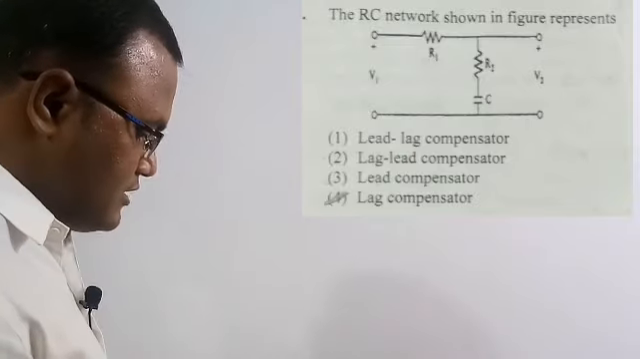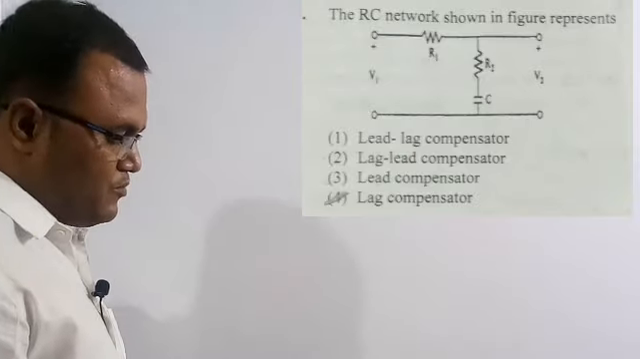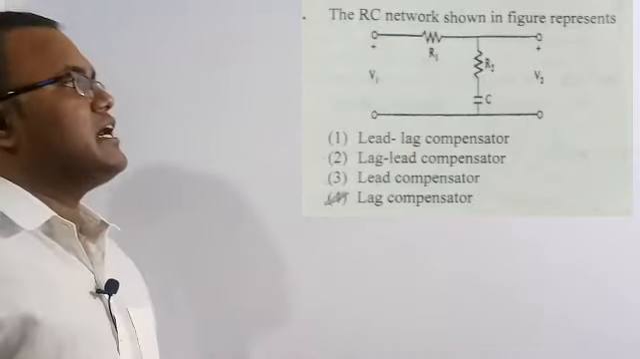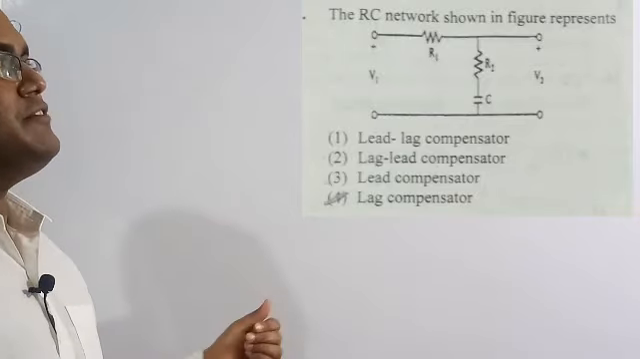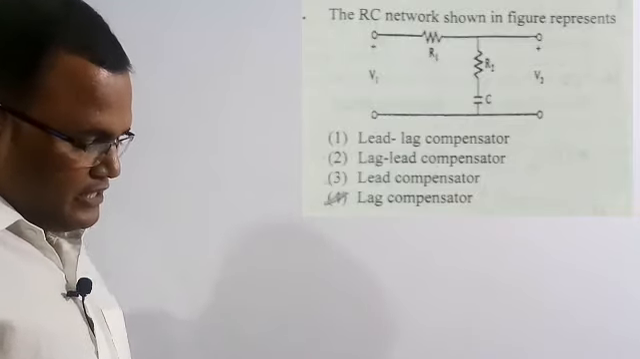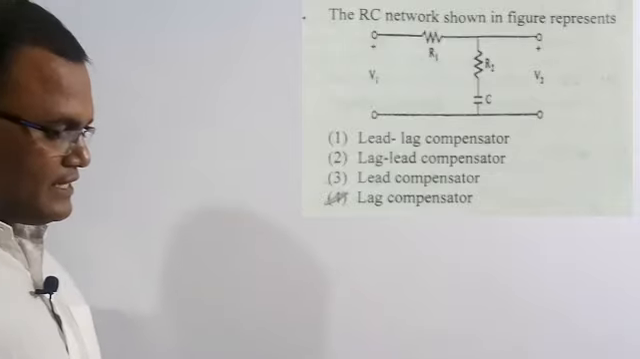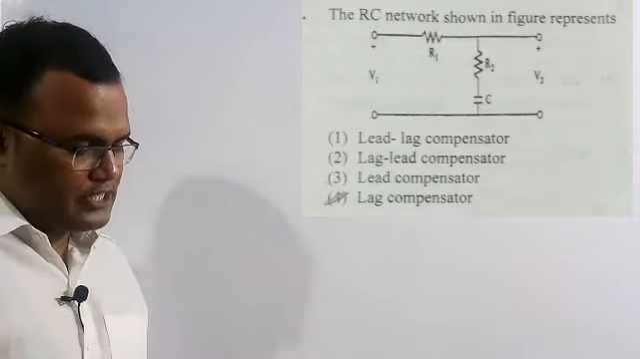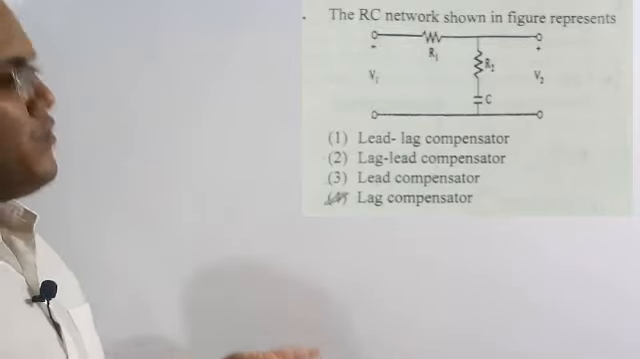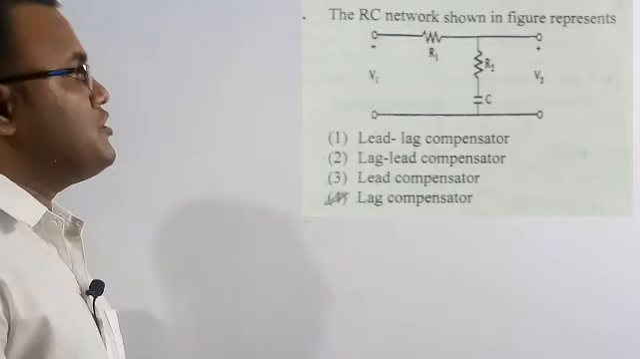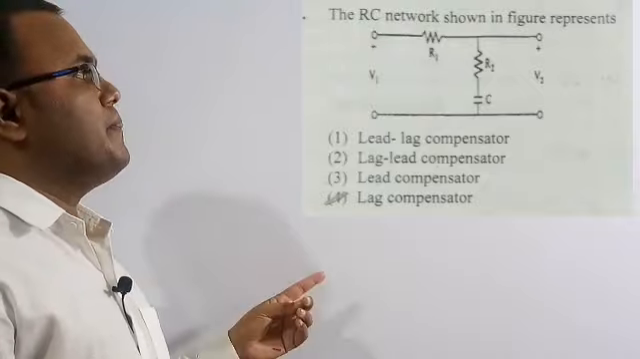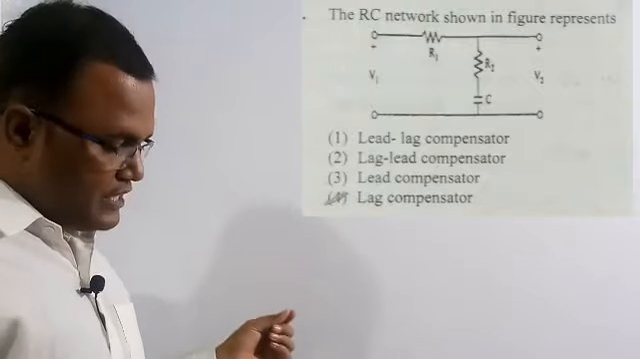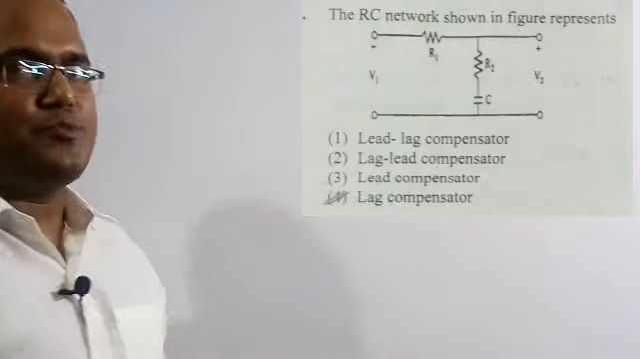So now we are going to solve the 7th question. See the question here. The question says that the RC network shown in the figure represents. So this is the RC network given in the question and we need to find whether this network is a lead lag compensator, lag lead compensator, lead compensator or lag compensator. Out of these 4 options, option D is the correct answer for this question, which is lag compensator. So let's solve this numerical.